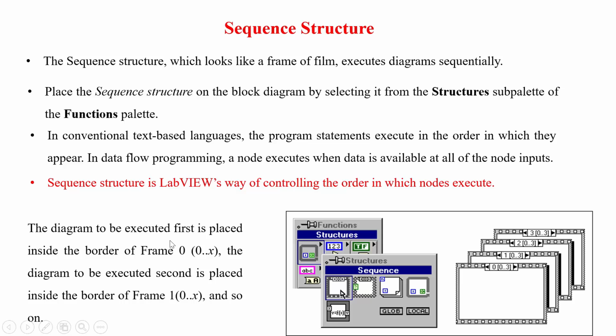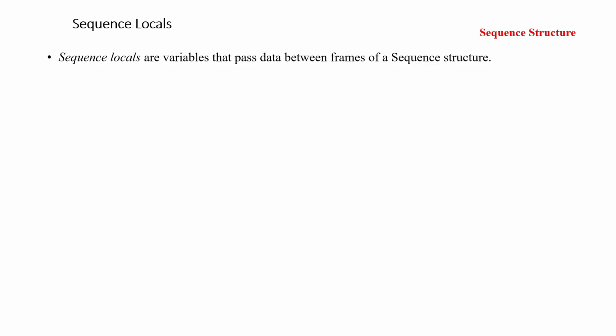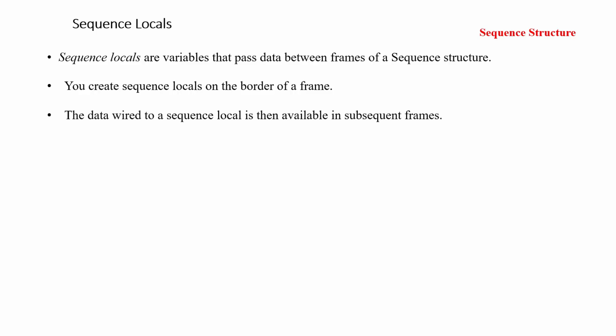The diagram to be executed first is placed inside the border of frame 0. The diagram to be executed second is placed inside the border of frame 1, and so on. Sequence local. Sequence locals are variables that pass data between frames of the sequence structure. You can create a sequence local on the border of a frame. The data wired to the sequence local is then available in the subsequent frames.